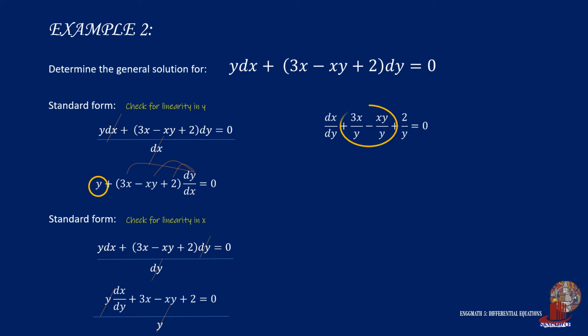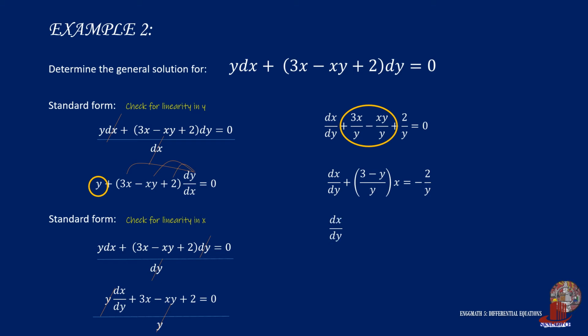Note that 3x all over y and negative xy all over y have the same denominator, so let us group these terms. Next is to extract out x from the group to have dx all over dy plus the quantity of 3 minus y all upon y multiplied by x is equal to negative 2 all over y.